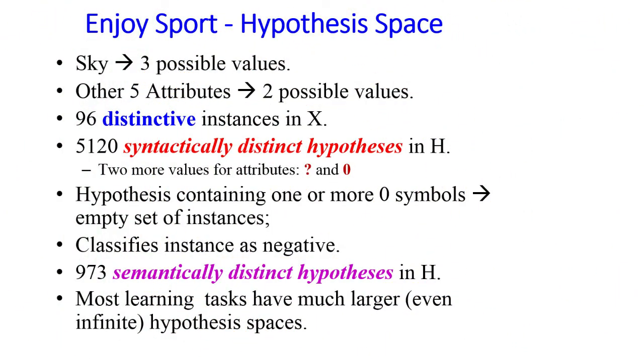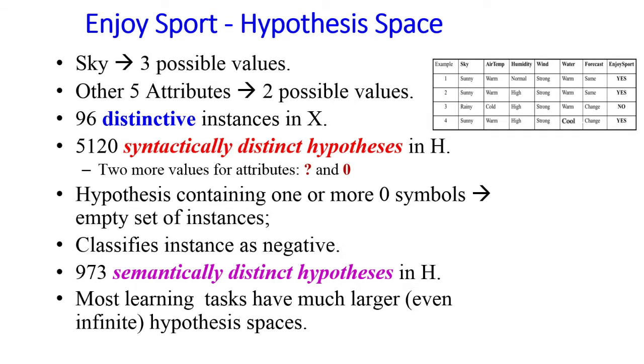Enjoysport hypothesis space. In Enjoysport hypothesis space, sky has 3 possible values and the other 5 attributes have 2 possible values each. In the table, the 3 possible values of sky are not shown. Only 2 possible values are shown. They are sunny and rainy.